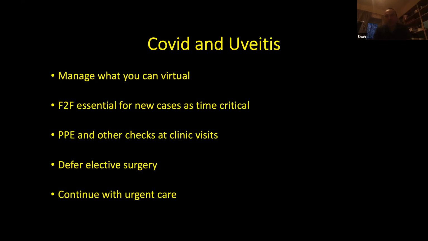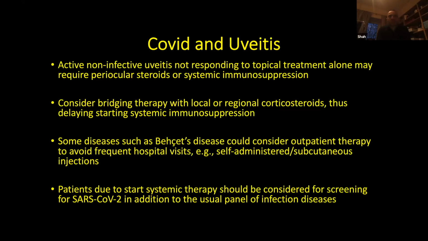So all those patients with inflammation or cataract, that could wait. They would wait. And we carried on with urgent care, like most places. I said uveitis is one of those conditions that you can't let go. And really active, non-infective uveitis, which was not responding to topical therapy, you would think maybe systemic immunosuppression. And we involved the physicians with our decisions, as immunosuppression could have affected them if they were getting COVID.